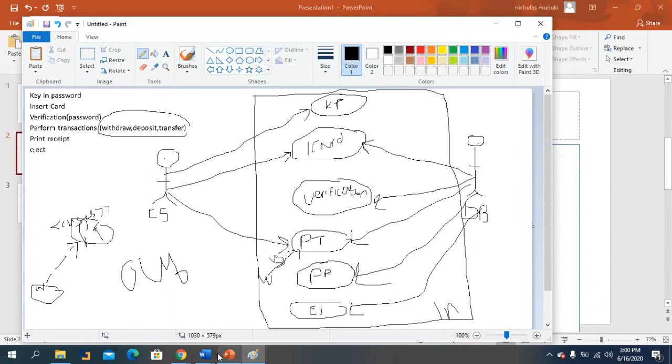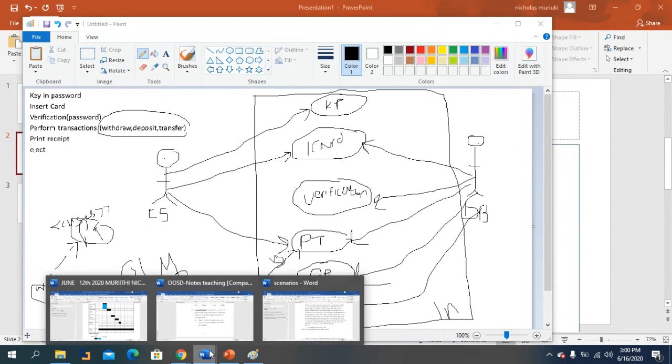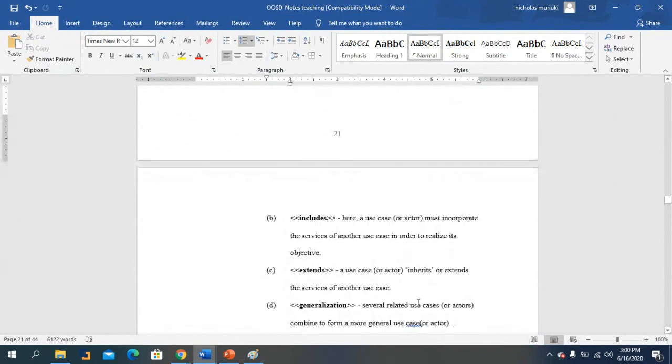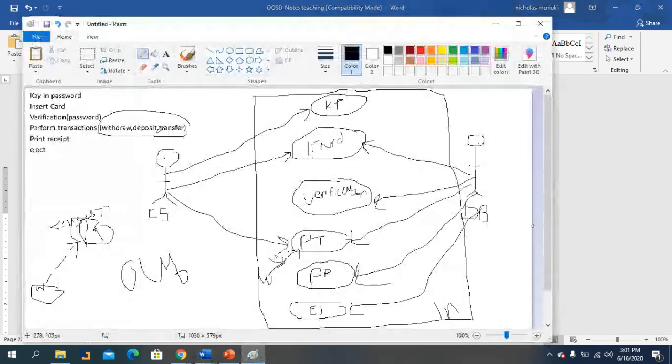So in this case, we are able to understand that when you're using this use case, we have to associate one use case with another use case. Then the next one is what you call include. A use case must incorporate the services of another use case in order to realize its objective. Just look at, maybe, fees and a health facility. For you to pay fees, maybe I can present this using a use case.